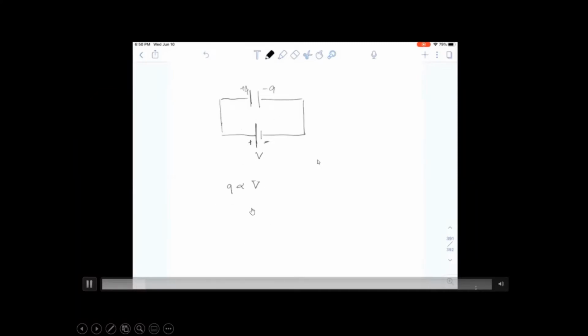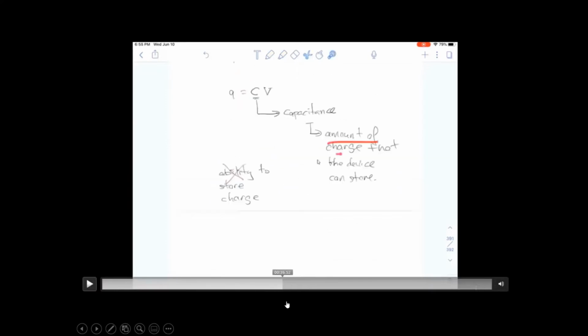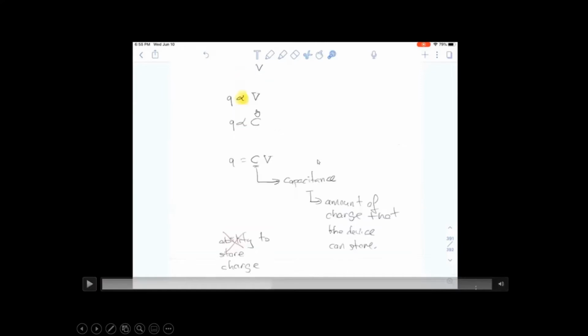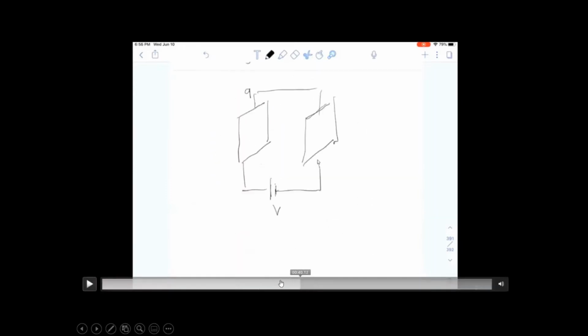So the amount of charge that you can store is going to depend on the voltage supplied by the battery. And it's also going to depend on the capacitance of a capacitor. All right, so the larger the capacitance is, the more charge you're going to be able to store. All right, so you can turn this into an equation. So it's going to give us the equation, which is Q equals C times V in essence.